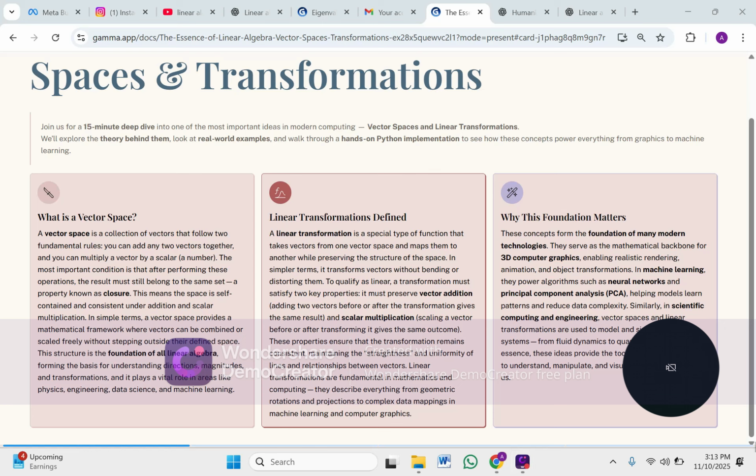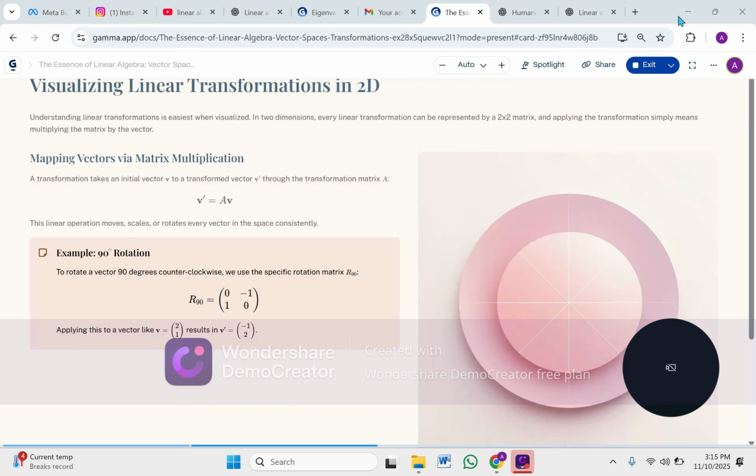Why does this foundation matter? These concepts form the foundation of many modern technologies. They serve as the mathematical backbone for 3D computer graphics, enabling realistic rendering, animation, and object transformation. Similarly, in scientific computing and engineering, vector spaces and linear transformations are used to model and simulate complex systems from fluid dynamics to quantum machines. In essence, this idea provides the tools that allow computers to understand, manipulate and visualize the world around us.